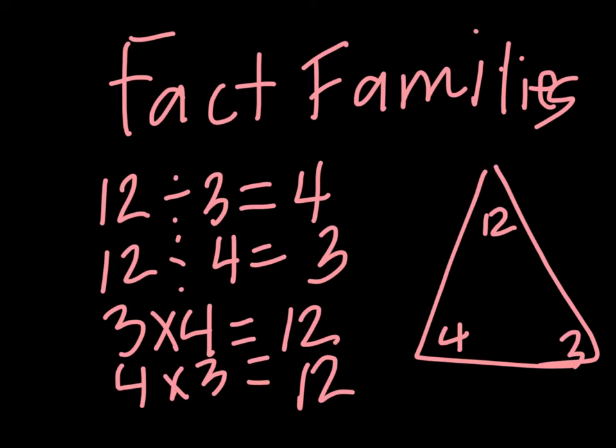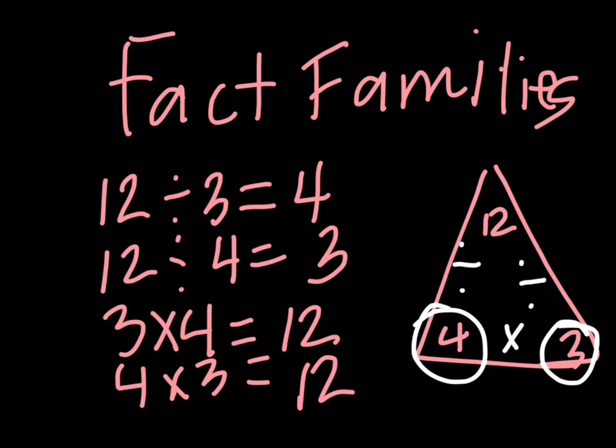So I could divide 12 divided by 3 to get a quotient of 4, or I could flip it and do 12 divided by 4 to get a quotient of 3. And then again, I can multiply 4 groups of 3 or 3 groups of 4 to get the same answer of 12. So how does this help us with division?